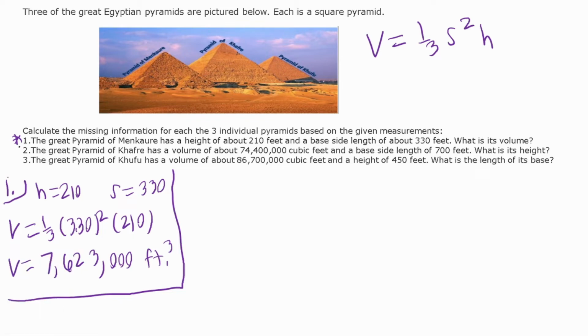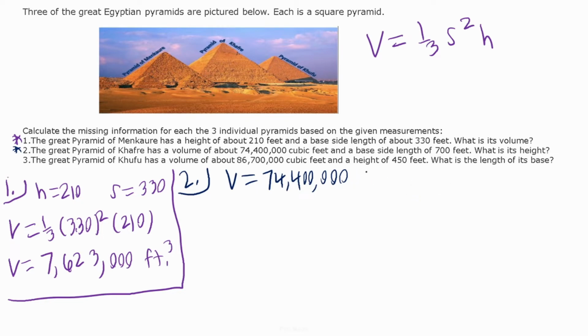Problem number 2, we'll do in dark blue. It says this pyramid, the pyramid Khafre, has a volume of about 74 million cubic feet. Obviously, look at that, it's bigger. So we're given the volume is about 74,400,000 feet cubed. The side length, S, of 330. Same side length, this one, just taller. Sorry, I looked at the wrong thing. Whoops, base side length is 700. I got my lines mixed up. It's not the same.